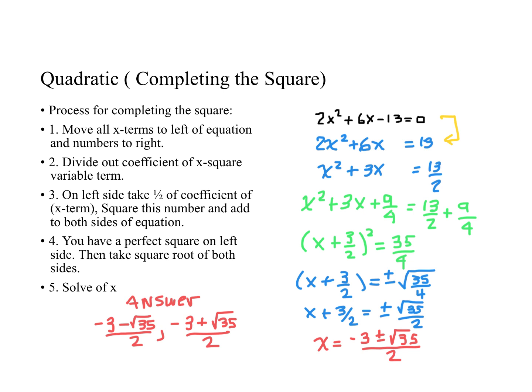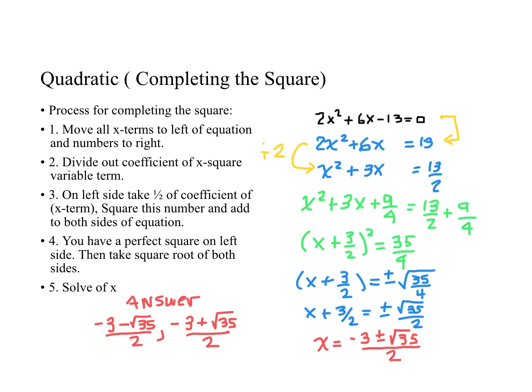Step number 2 is to divide out a coefficient of the x squared variable term. So what we did, from this step to this step, is divide by 2, and we got x squared plus 3x is equal to 13 halves. Now we have the process of completing the square.